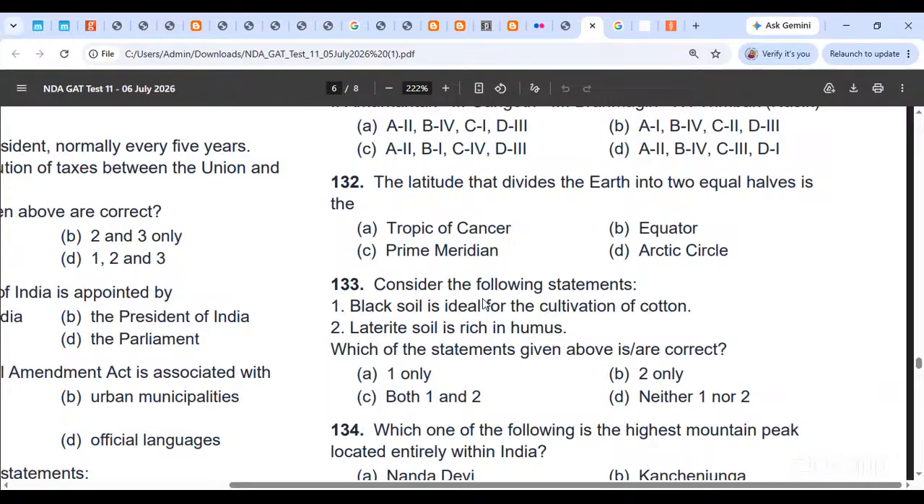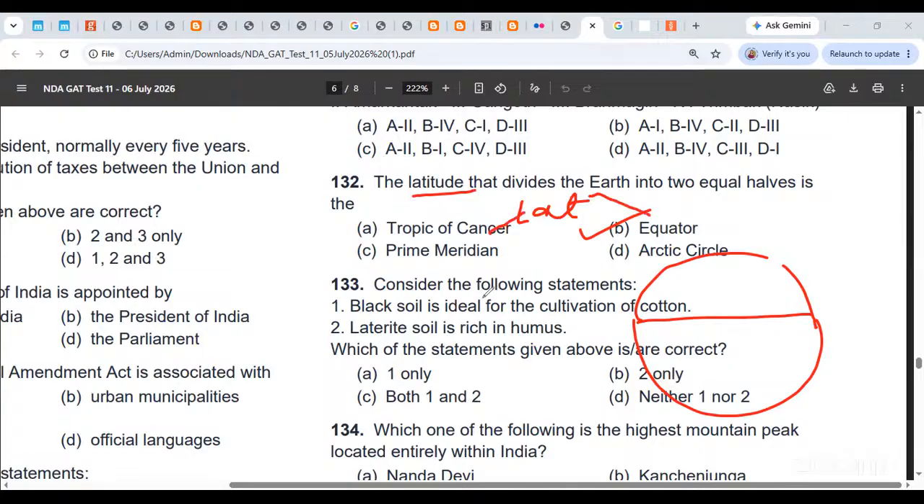The latitude that divides the Earth into two equal halves is the equator. It is the equator that divides the Earth into two equal halves. Okay, there is a northern hemisphere and there is a southern hemisphere. Now, I am specifically looking at the equator because you have been asked about a latitude. Okay, so Tropic of Cancer is a latitude over here. Arctic Circle is another latitude over here. Okay, but you also have all of these are latitudes. So you're saying Tropic of Cancer, Equator, and Arctic Circle are all latitudes. Tropic of Cancer at 23.5 degrees north, and Arctic Circle at 66.5 degrees north. Okay, that is where these latitudes are located.